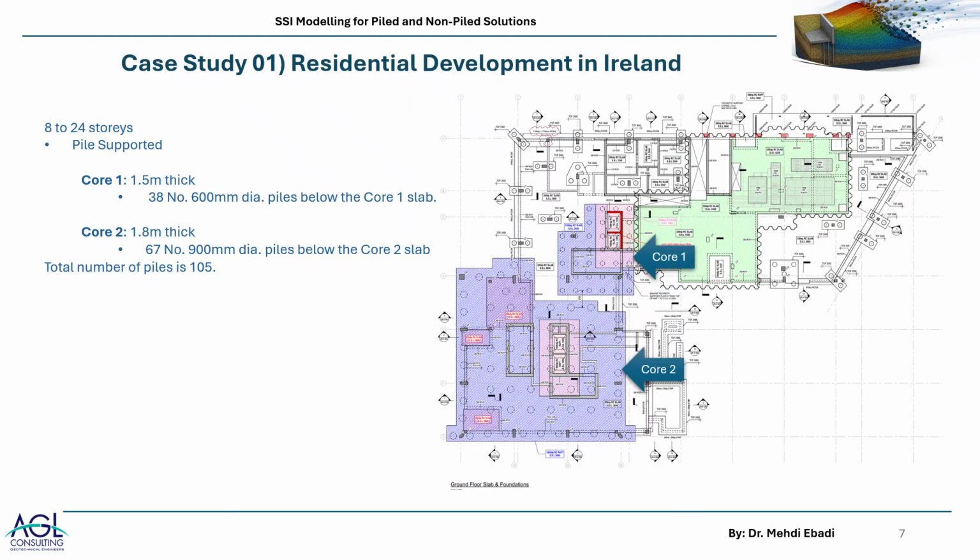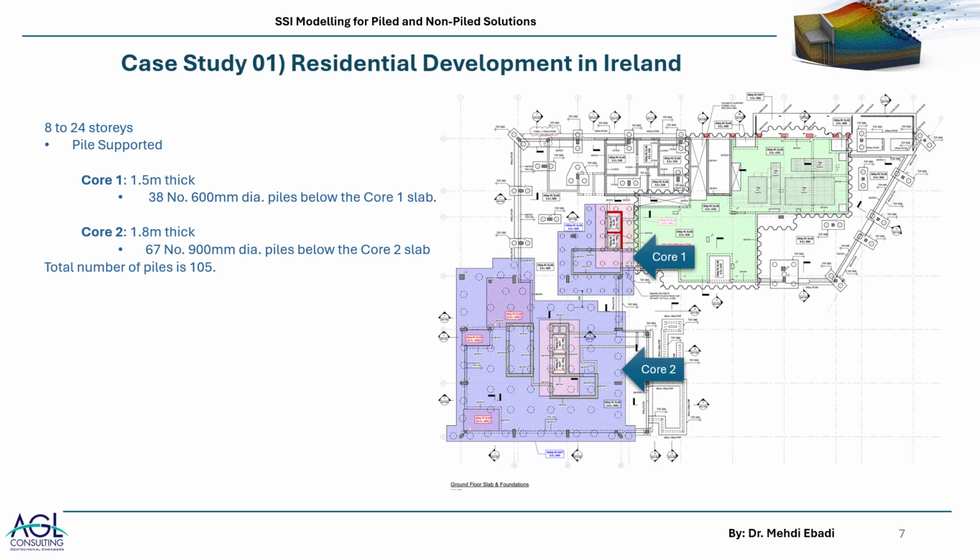Okay, so the first case study project that we review in this webinar is a residential development in Ireland. It was a piled building, between 8 to 24 stories. The areas that we want to discuss in this case study are core 1 and core 2 of this building.